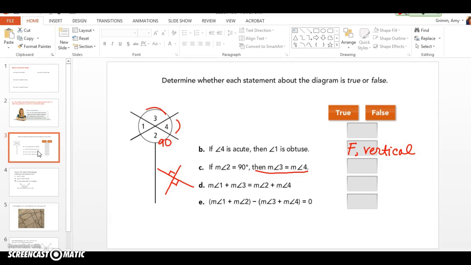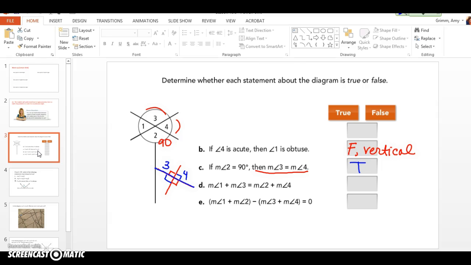Does that make sense? Which then means the other one on the side, because this is a straight angle, would also have to be 90. And this one would also have to be 90. So would that be true? Would angle 3 then be equal to angle 4? Yes, that would be true.